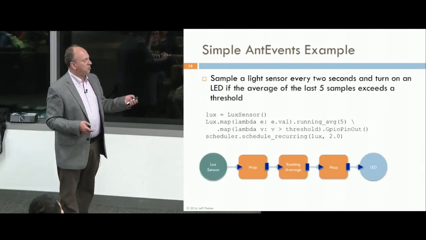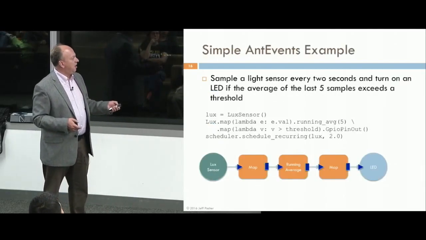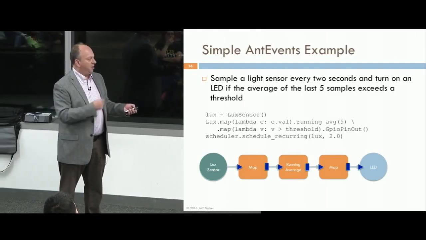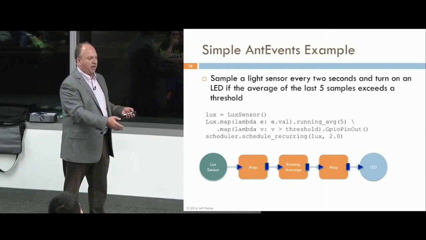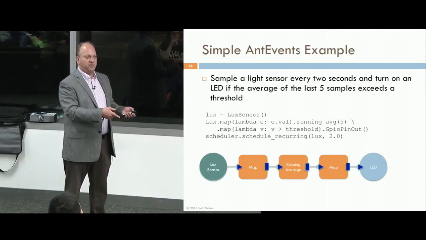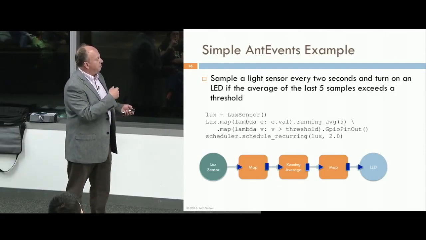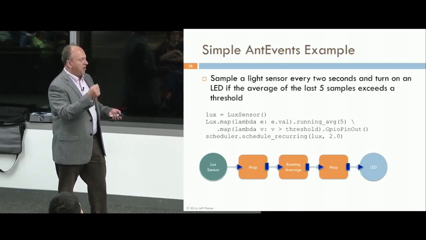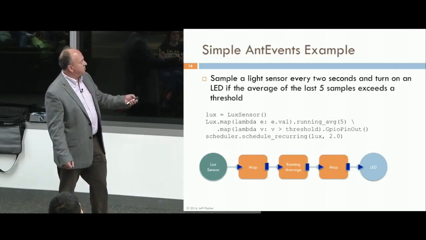So this is a simple example where I'm reading from a light sensor. I'm going to go through a couple of steps where I extract out a value. I'm going to capture a running average over the last 5 data samples. I'm then going to convert it to either true or false, depending on whether it exceeds some threshold, and turn on an LED. And this is what the code looks like.